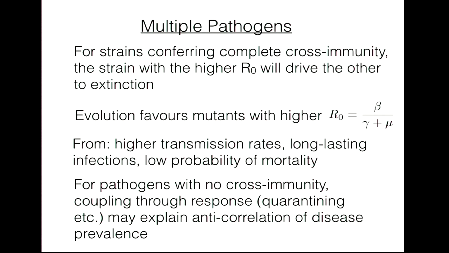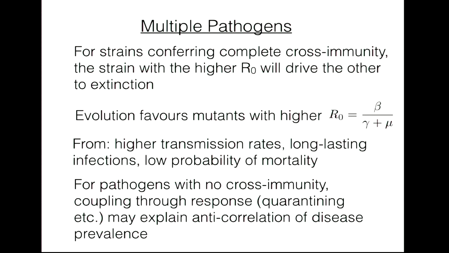And this really comes from higher transmission rates, larger beta, long-lasting infection, which is a small value of, well, that should not be mu but gamma, small value of gamma, and low probability of mortality, which means gamma is also very small. So that gives you a large value of R0.